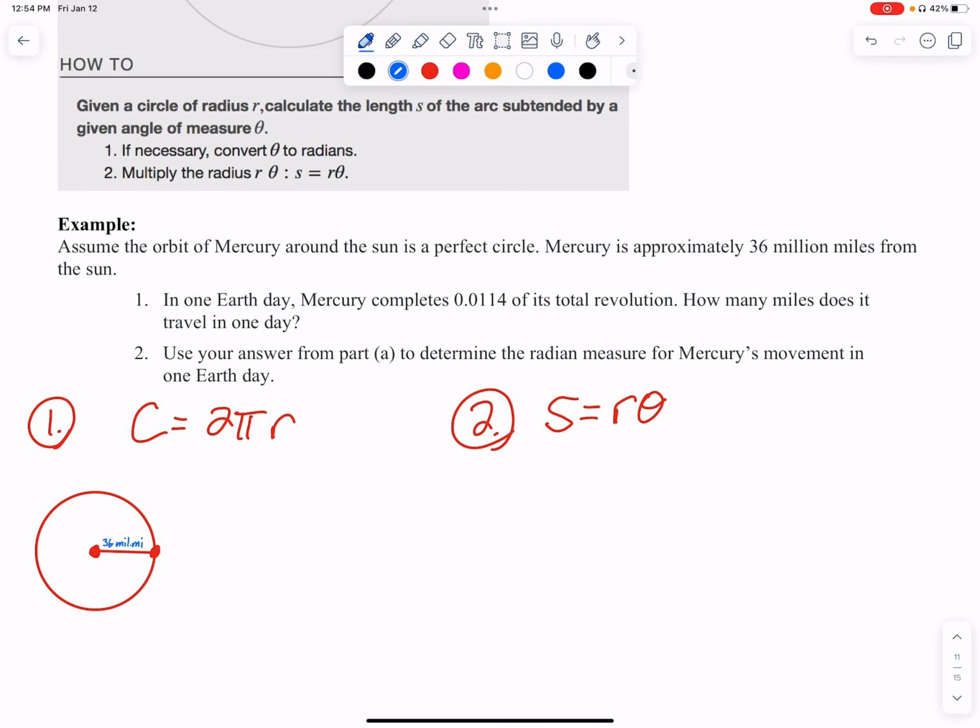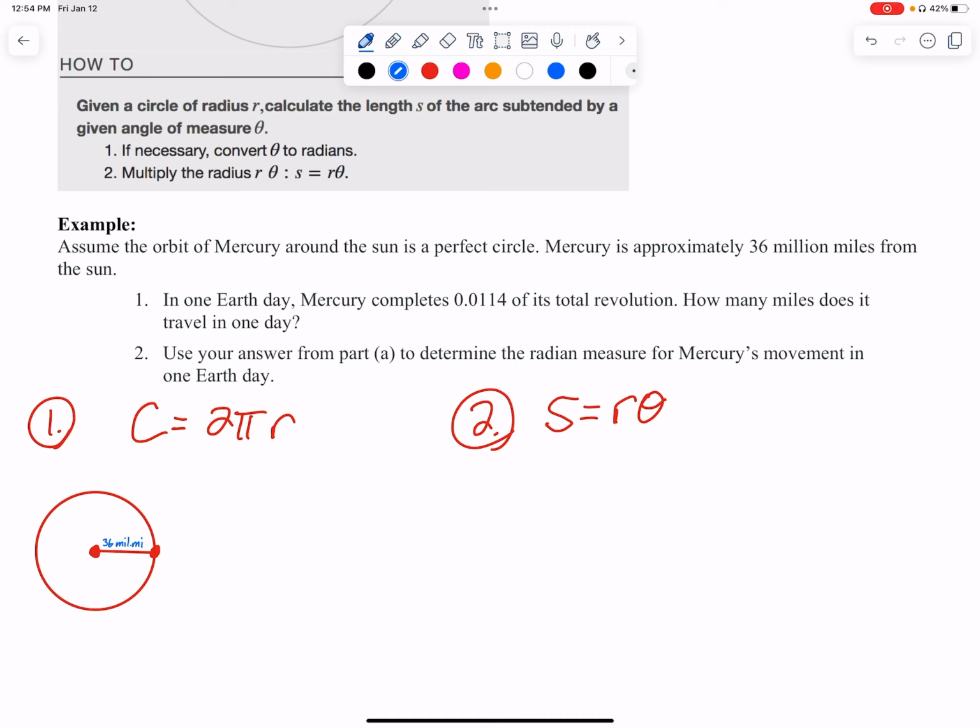Okay, assume the orbit of Mercury around the sun is a perfect circle. We know it's not. Mercury is approximately 36 million miles from the sun. So I drew a picture there, the sun being the middle of the circle, and the circle around it being the orbit of Mercury. And I put 36 million miles there. In one Earth day, Mercury completes 0.0114 of its total revolution. How many miles does it travel in one Earth day?